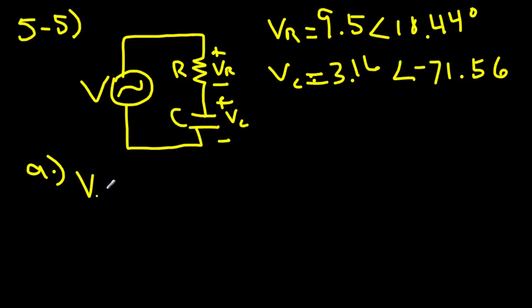The same way we went over in class on Monday, we will convert this from polar form to rectangular form. We do this by finding the real term using cosine and the imaginary term using sine. So for VR, we have 9.5.